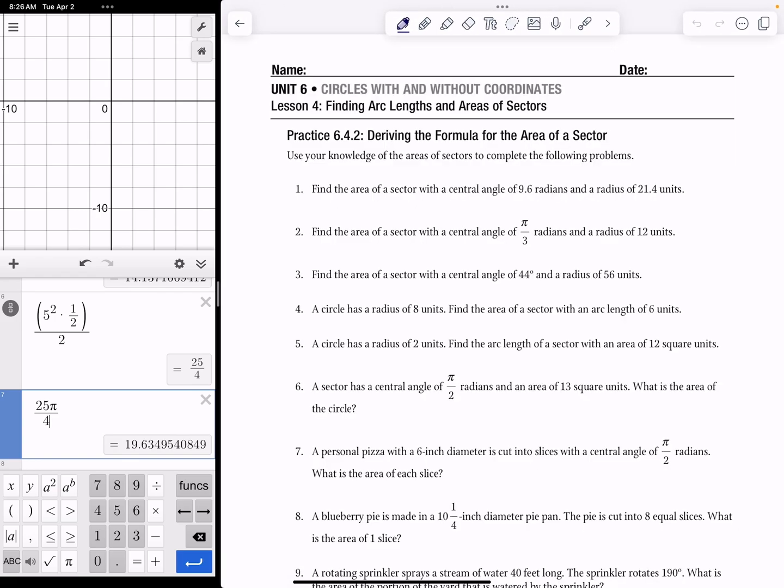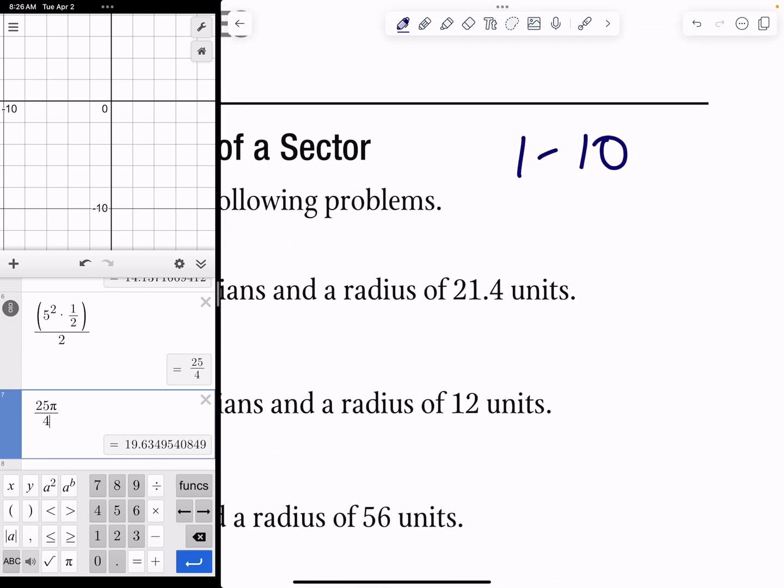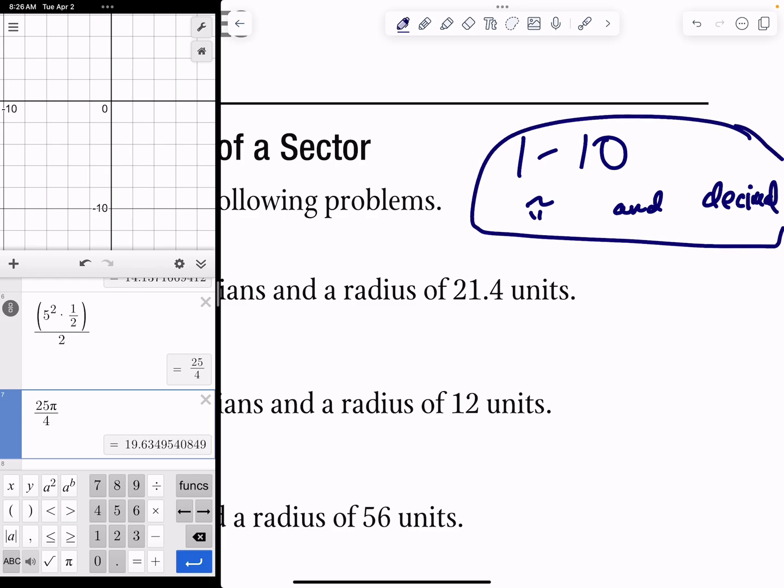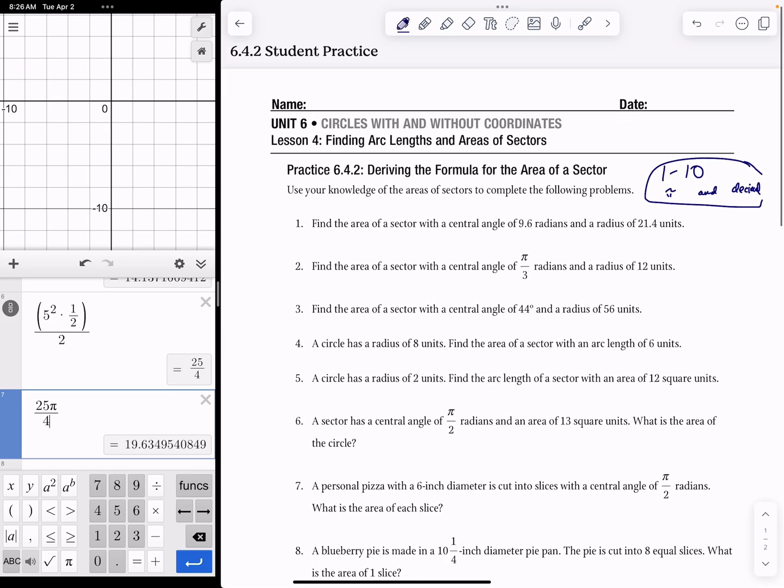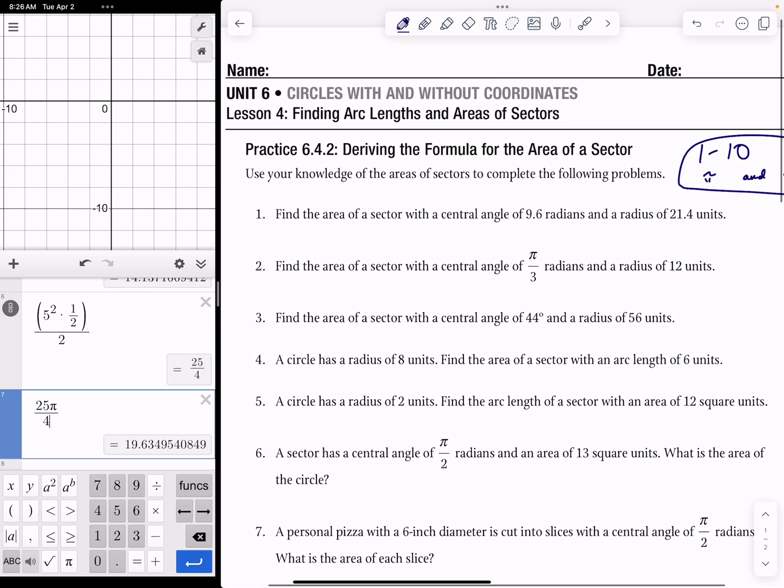Your homework is the student practice 1 to 10. Do both. I want both answers in terms of pi and decimal, for all of them. We will answer questions and wrap this up tomorrow. Thanks, guys.